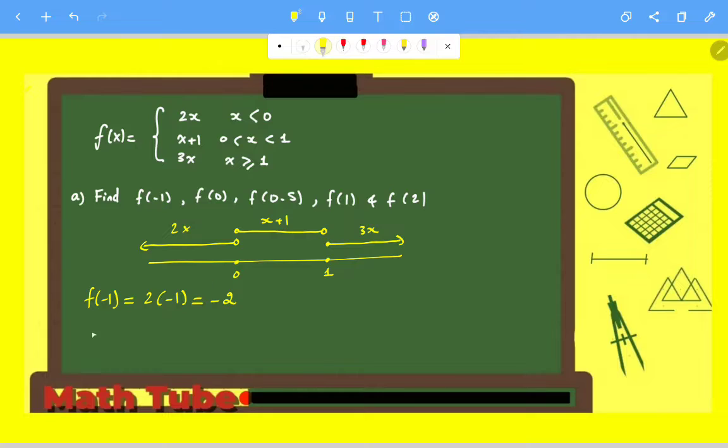Second image is f of 0. If you look, f of 0 is not defined, or it's undefined, because simply the first definition is given as 2x when x is strictly less than 0, and the second definition is x plus 1 when x is strictly bigger than 0, which means that this image is undefined.